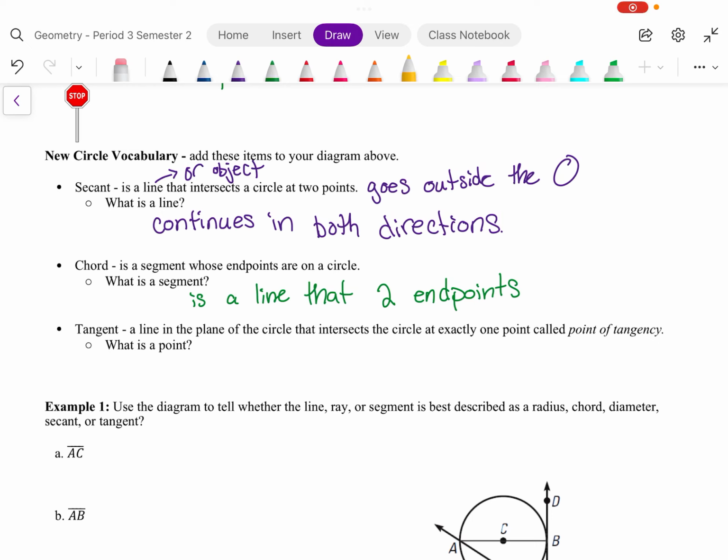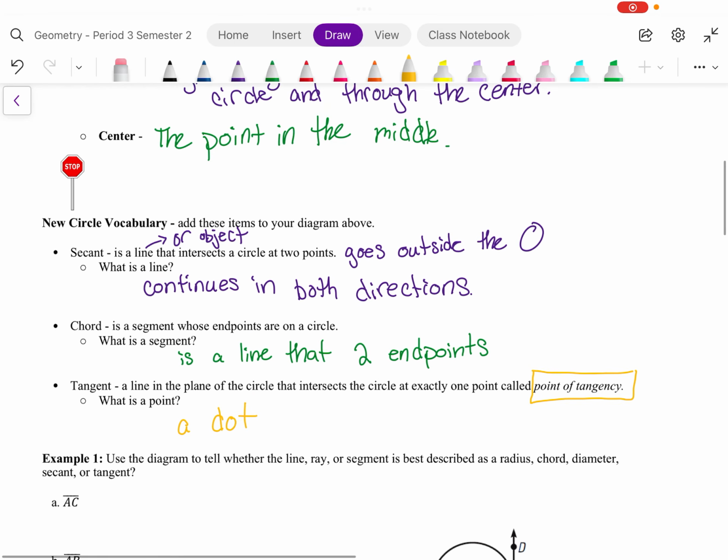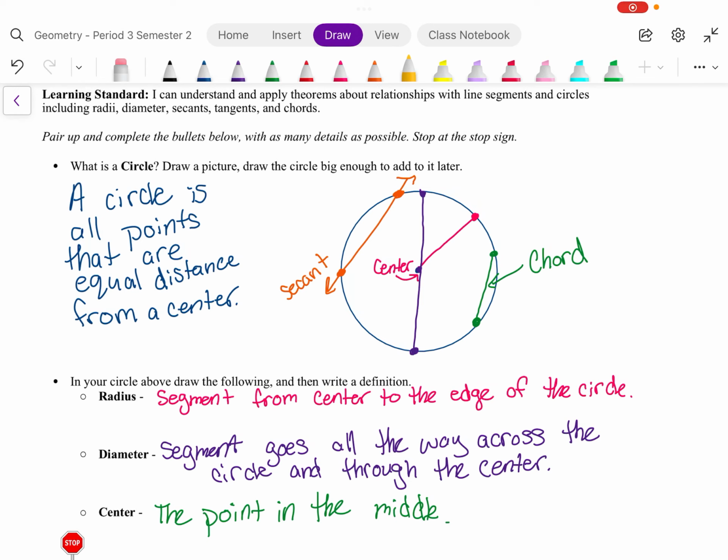And our last vocabulary word is a tangent, and this is a line in the plane of the circle that intersects the circle at exactly 1 point. And another vocabulary word you need to know is a point of tangency. And a point is just a dot. And if we were to draw this on our circle, we can put a point there and draw our tangent. So this line only touches the circle at one point. So this line, or the line segment, would be called the tangent. And then this yellow point here is the point of tangency.